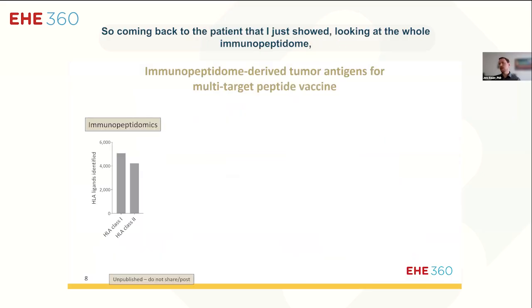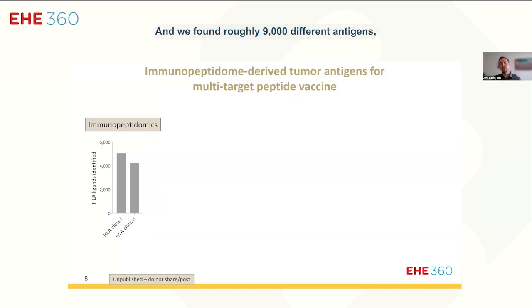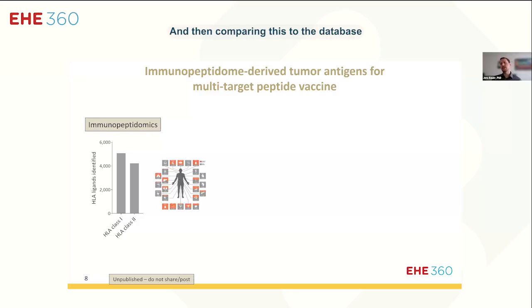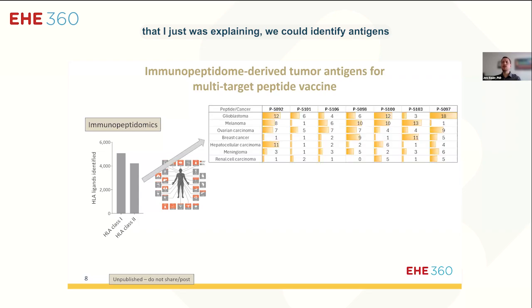So coming back to the patient that I just showed, looking at the whole immunopeptidome, we found roughly 9,000 different antigens, the peptides on the tumor tissue. And then comparing this to the database that I just explained, we could identify antigens within this immunopeptidome in an FLC patient that we could find in various different cancer entities as good cancer antigens. Here just showing the top 7 that we selected, which was also very abundant in glioblastoma, melanoma, hepatocellular carcinoma, and other entities.